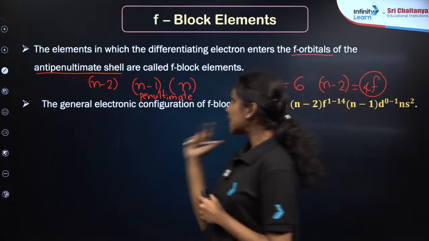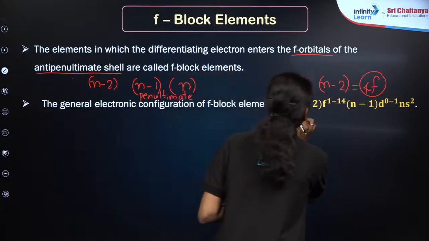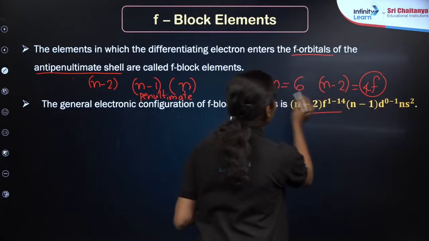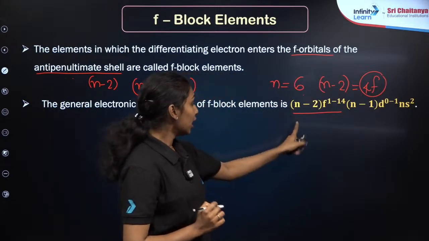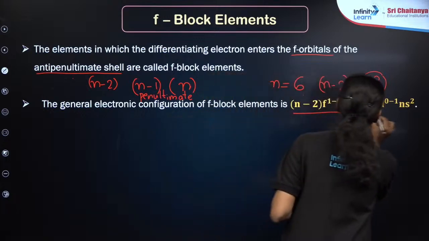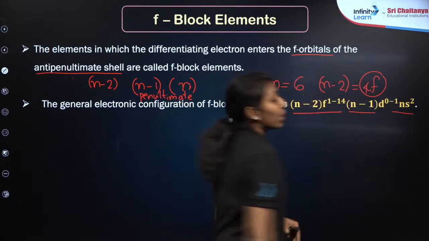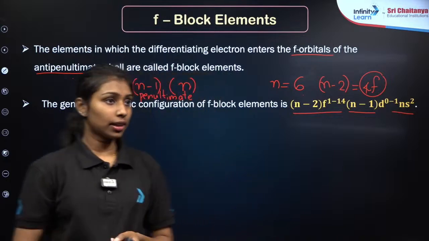Now, when we move to the general electronic configuration of the elements, you can see that (n minus 2) f1 to 14. This n minus 2 means anti-penultimate shell. Then (n minus 1) d 0 to 1. That is the penultimate shell. Then the last one, ns2. This will be the general electronic configuration of F block elements. Clear?